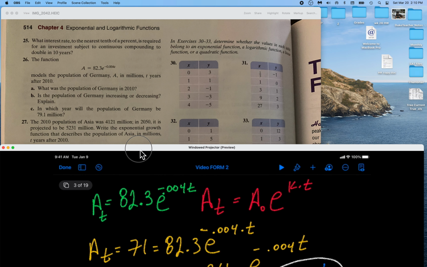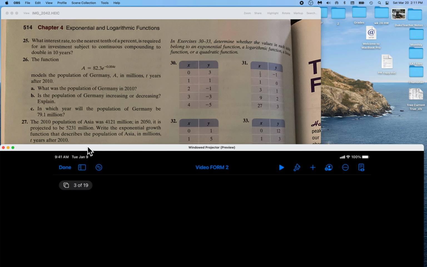Now, here we go. In number 27, they want us to find the growth function. A little bit more difficult. Okay, so how do we do that, folks? All of these problems are the same. They all involve finding k. Once you find k, you can get the model. So what they're going to do is give you enough information here to find k, and you've got your model. So let's see what they give us.